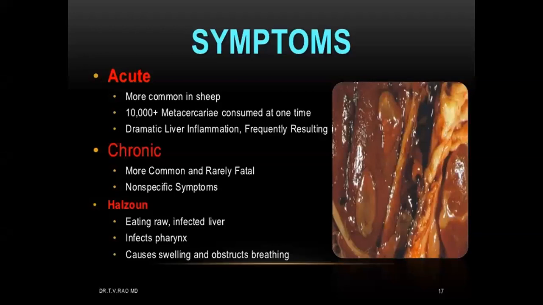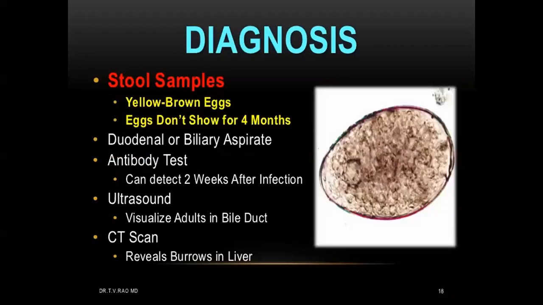What are the symptoms? It's more common in sheep. 10,000 metacercariae consumed at one time. Dramatic liver inflammation, frequently resulting, more common and rarely fatal. Non-specific. Eating raw infected liver, infected pharynx causes swelling and obstructive breathing.